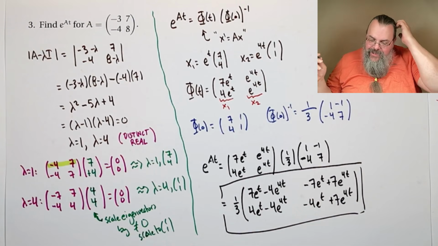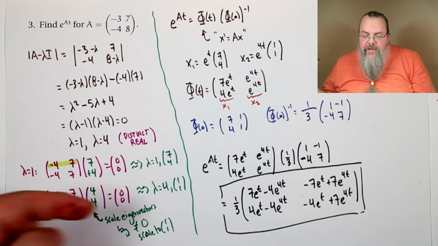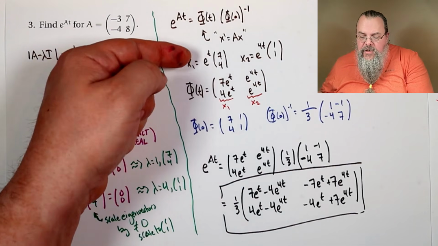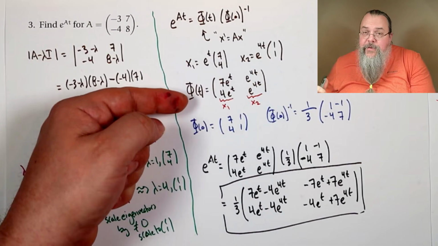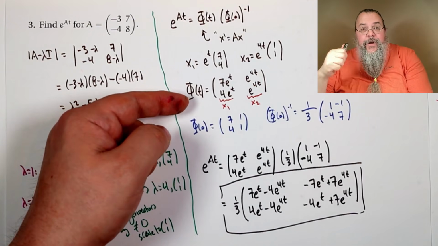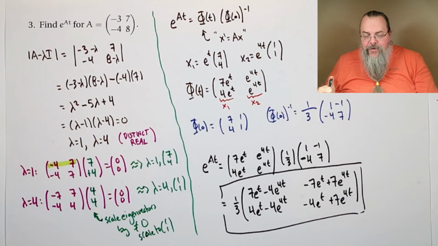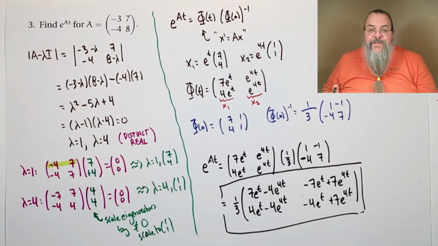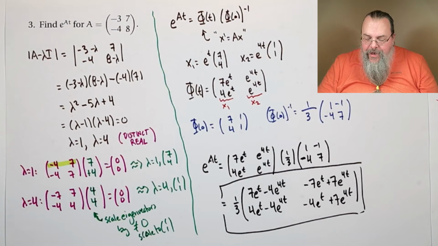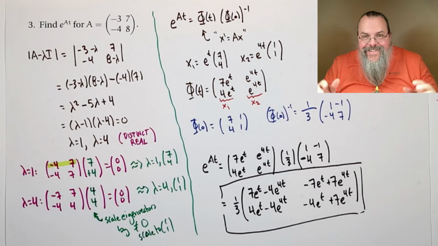All right, so distinct real. Our plan is find eigenvalues, eigenvectors. Eigenvalues and eigenvectors give solutions. That gives us our columns for a fundamental matrix. If we have a fundamental matrix, e to the At is really special using our formula, phi of t, phi 0 inverse. And we put it all together. Life is good. Life is wonderful. We got our answer. Nice.